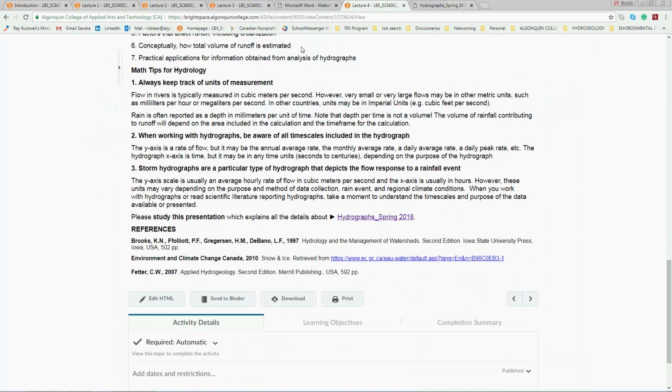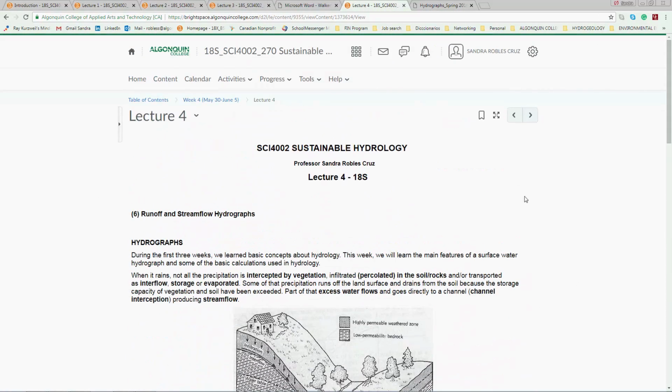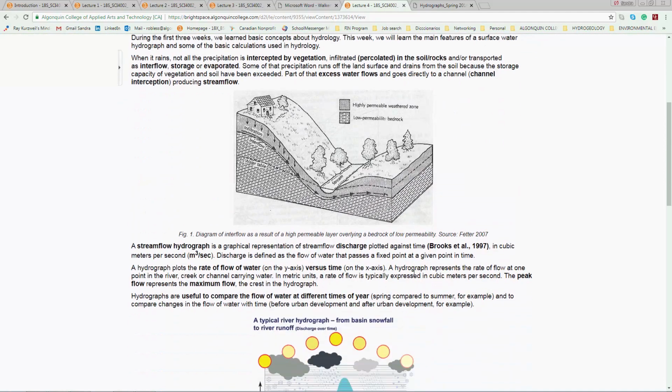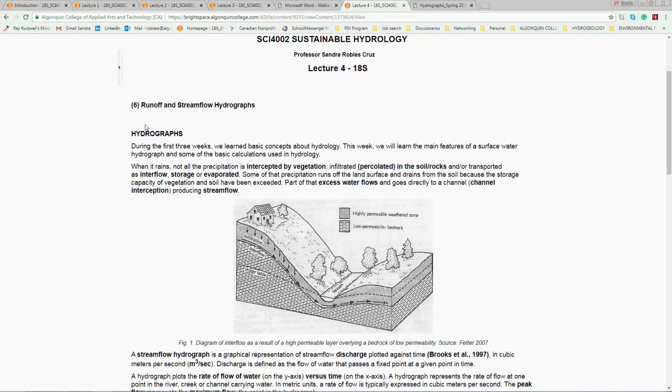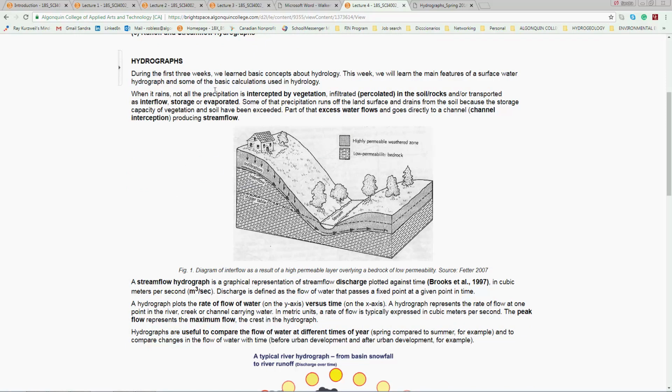For week 4, we are building up more concepts, and now we are estimating and calculating peak flows and all the drainage and discharge of water. So here I presented an introduction to hydrographs. Just to have a general idea, please review these concepts, especially what is infiltration, interflow, and water table from week 2 as well.